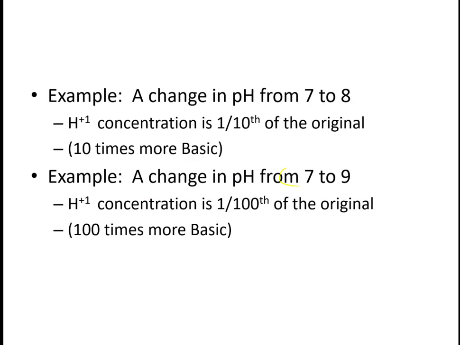So here's a quick example. If we were to do a pH change from 7 to 8, are we becoming more acidic or more basic? Well, that's right, we're becoming more basic. And our hydrogen ion concentration would be 1/10 of the original, which means we are becoming 10 times more basic. If we were to change in pH from 7 to 9, how many times more basic is that? Well, that's 100 times more basic, because each step is a factor of 10.